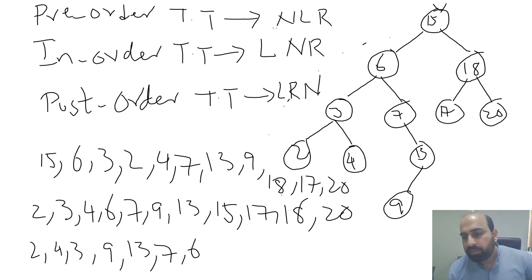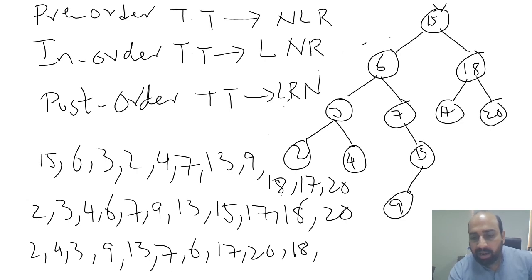When you go to the right of 15, that is 18. Go to the left, that is 17, will be printed. Then 20 will be printed, and then 18 will be printed, and at the end the root will be printed, 15. So this is how we actually traverse the tree in different ways. Now our task is to write the algorithms and analyze the algorithm for these traversals.